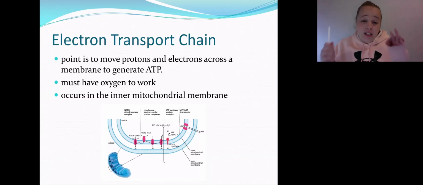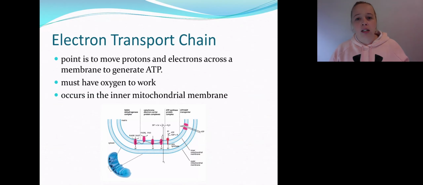All right, so this is the final stage. This is arguably probably the most important part of aerobic cellular respiration. Prior to this, we haven't talked about oxygen at all. We know that oxygen needs to come into cellular respiration, but we haven't used it yet. So this is where the oxygen comes into play.